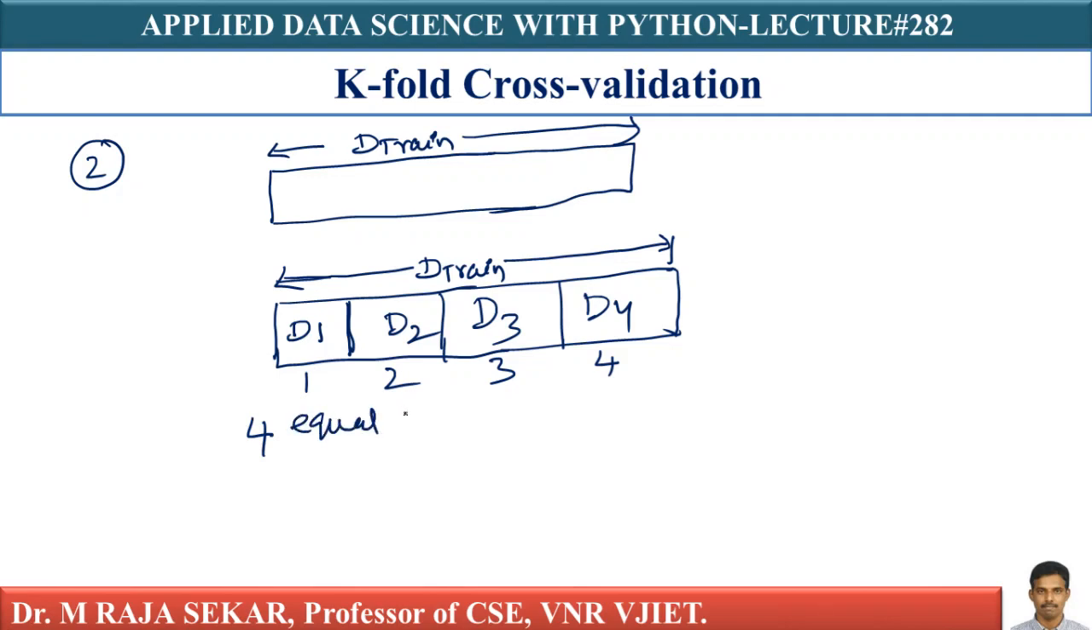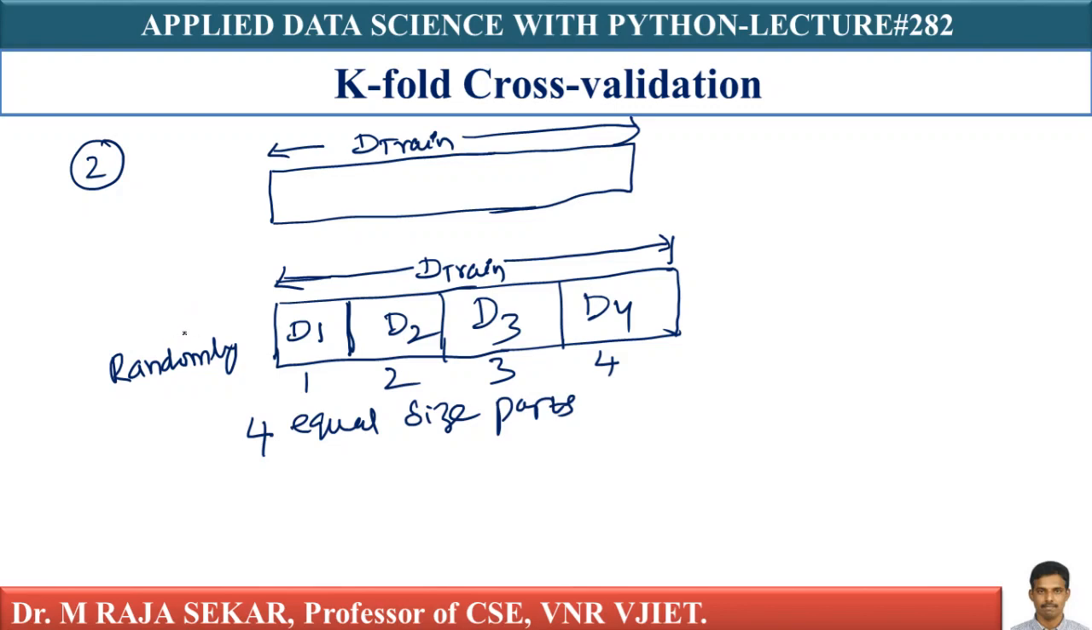I will call each of these parts D1, D2, D3 and D4, and this breaking is also done randomly. I am just randomly breaking my D train into 4 equal parts. This is my second step.